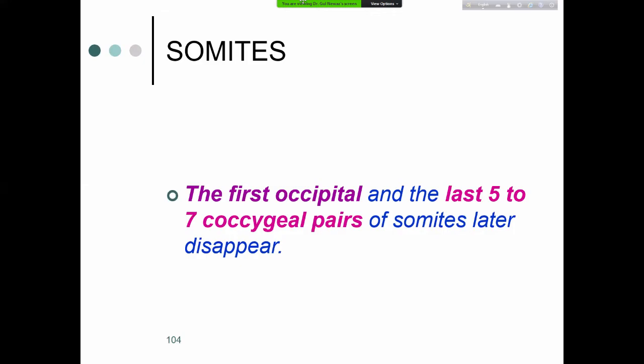First occipital, there are 4 occipital somites, the first occipital will disappear, and there are 8 to 10 coccygeal somites. The last 5 to 7 coccygeal somites disappear.